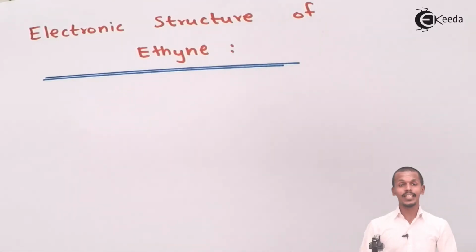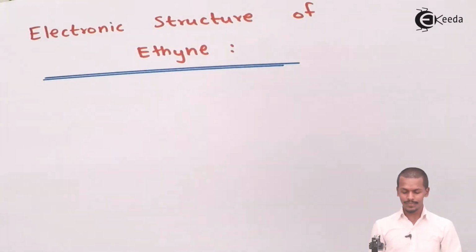Before going to the electronic structure of ethyne, it is essential for us to understand what kind of bond takes place between the two carbons so as to form a carbon-carbon triple bond.